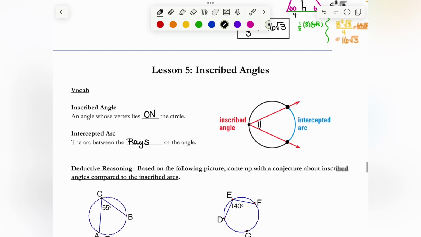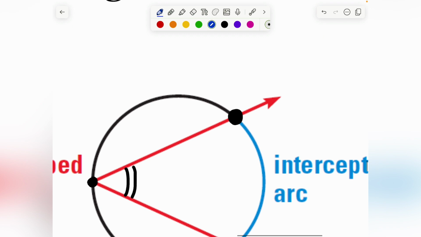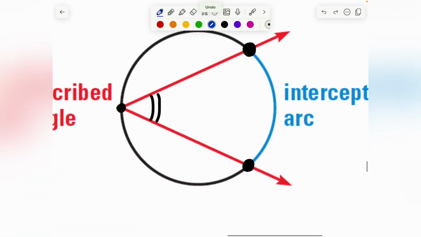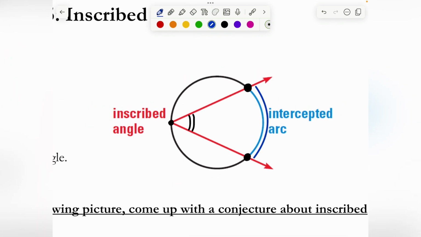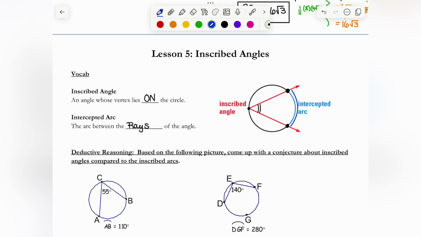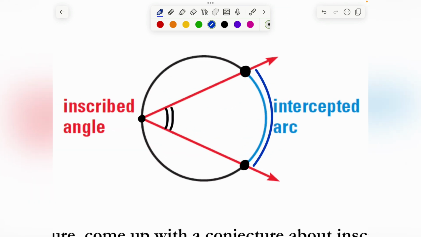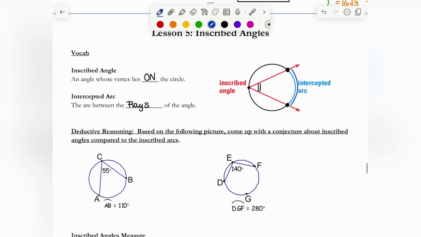We also have something called an intercepted arc. The intercepted arc is basically the arc that the angle creates between the rays. So here's a ray and here's another ray in a circle, and that's creating this blue arc between those rays of the angle. All right, and there's a relationship between this intercepted arc and the inscribed angle. So let's take a look.